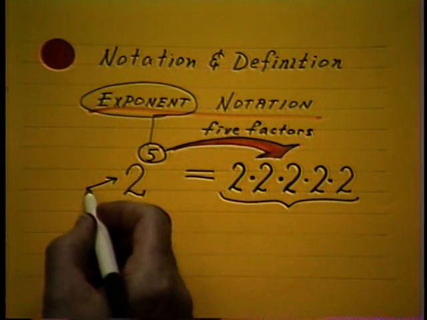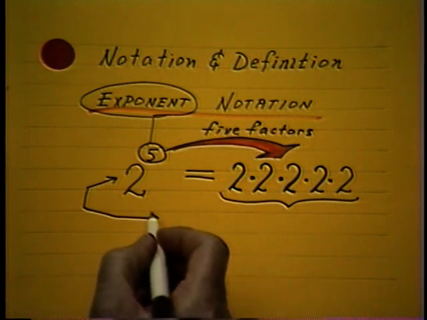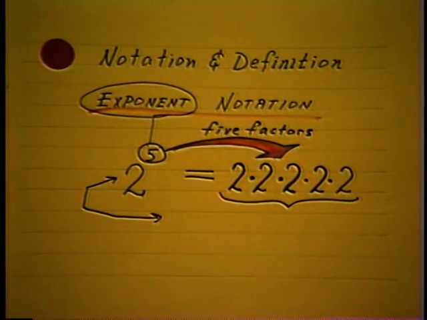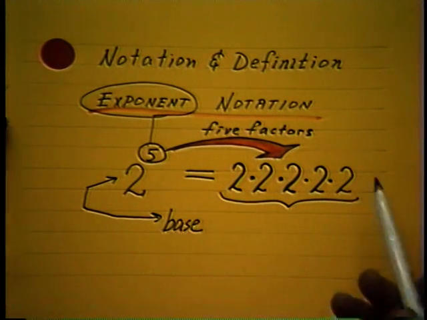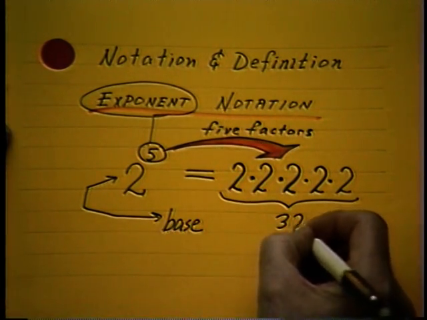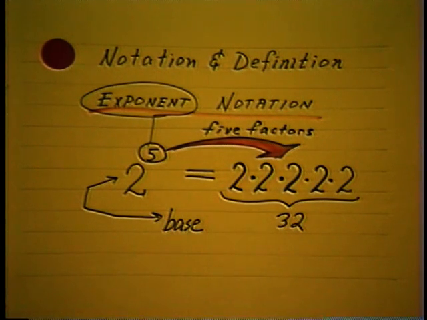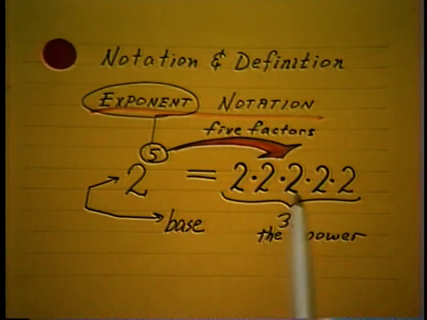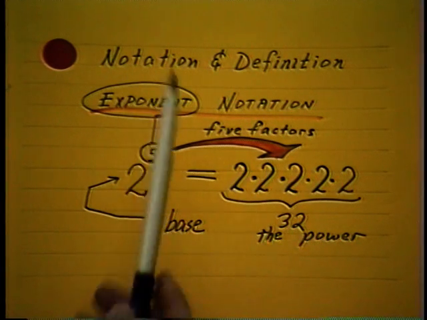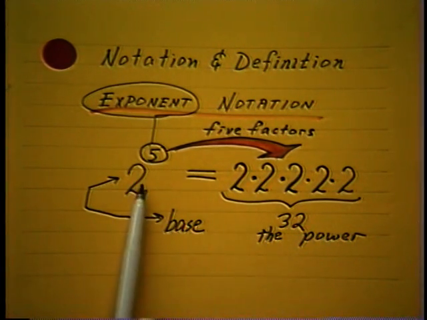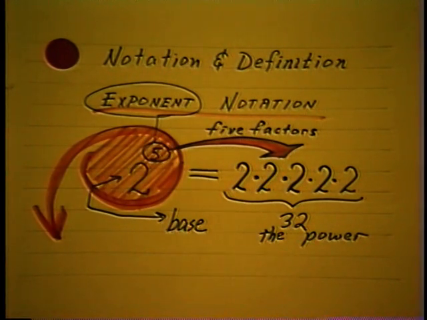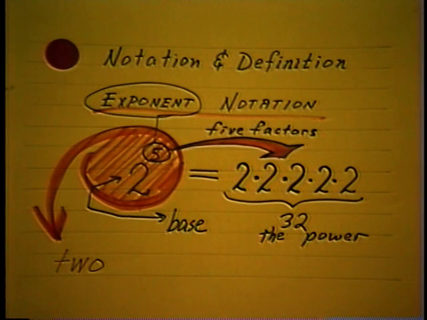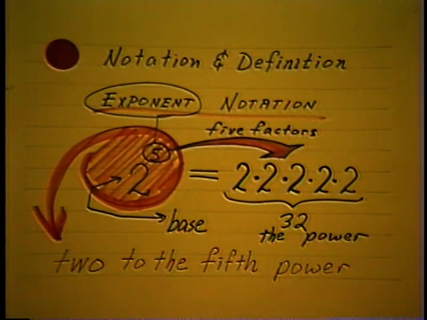The number here that's actually being used as a factor, that's actually doing the multiplying, we will refer to as a base. And the result of this multiplication, which in this case is 32, we will refer to as the power. So power is the answer. Exponent is the counter. Base is the thing that's actually doing the multiplication. We'll verbalize this whole process by the phrase 2 to the 5th power.